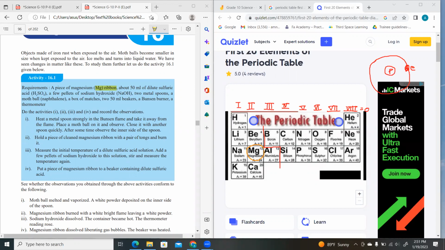Okay, so there are 8 groups, and you can see there are horizontal lines. That means the rows, which you have 1, 2, 3, 4. How many rows are there? The rows will be named as periods, right? So these are groups. These are periods. How many periods will you have? 1, 2, 3, 4. 4 rows, so 4 periods, right?